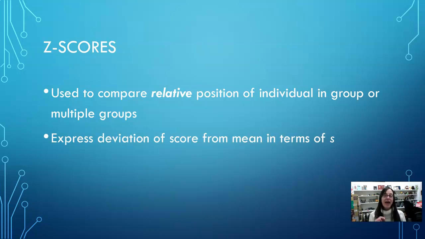It basically says how many standard deviations away from the mean are you? Are you above the mean or below the mean? And how far away from the mean are you? That Z-score is how many standard deviations away from the mean you are.